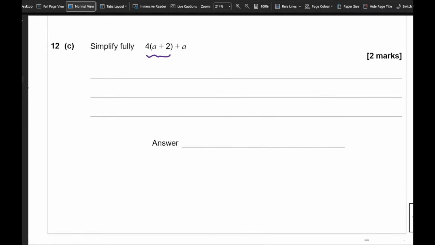Well, if I expand this out, I get 4a plus 8 plus a, and then collect the a's together, in which I've got 5a plus 8.